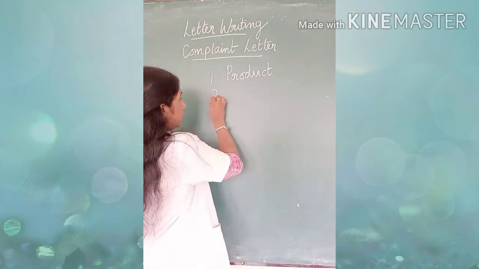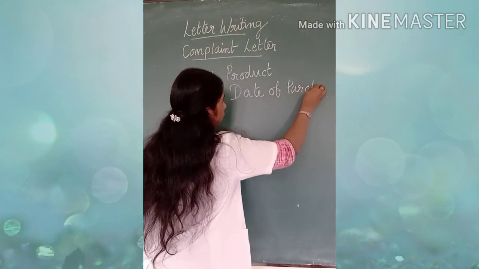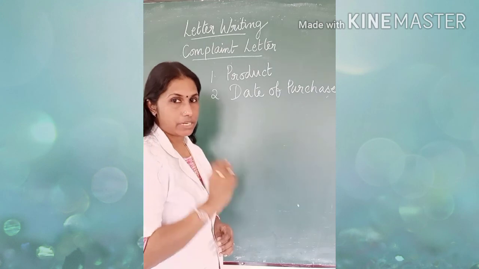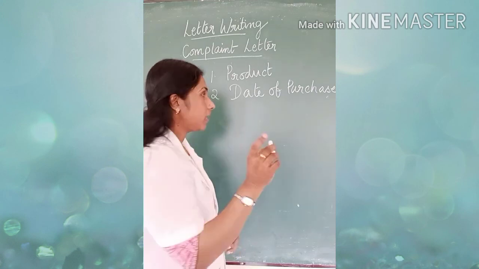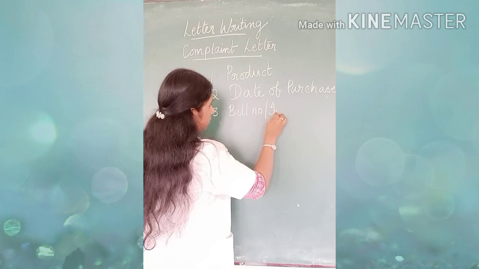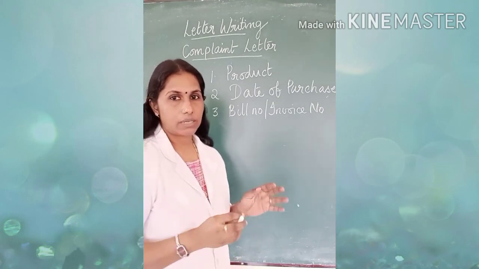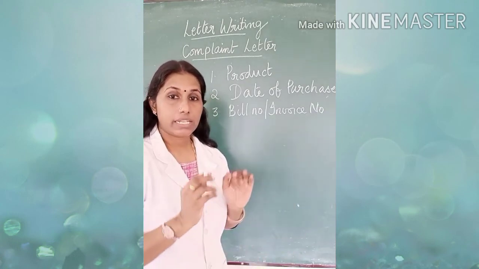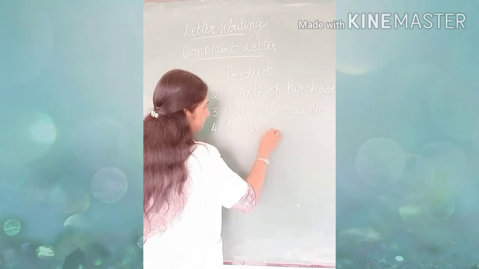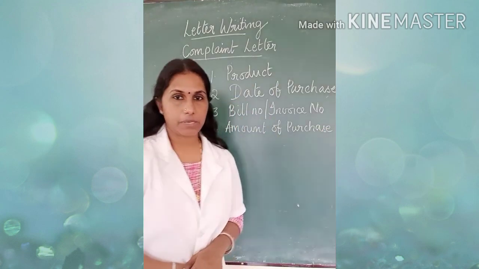Then the second part is your date of purchase. When you have purchased that product, that date of purchase should also be mentioned in your first line of the content. Third is the bill number or invoice number. You can create any sort of numbers over there as your bill number and your invoice number. Then the last is the amount of purchase. The amount for which the product has been purchased.